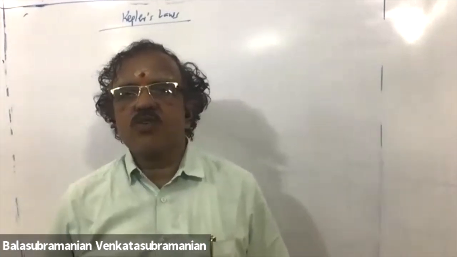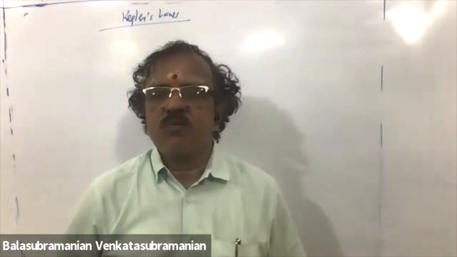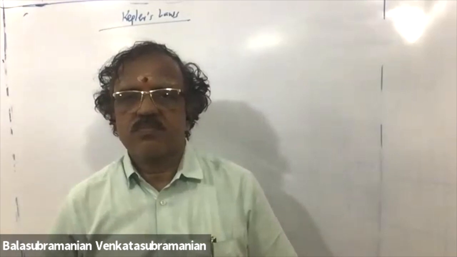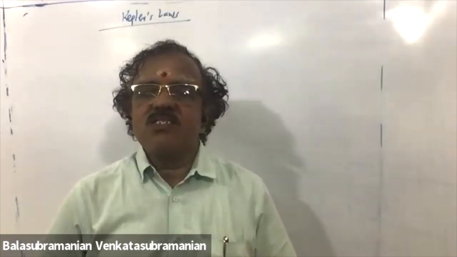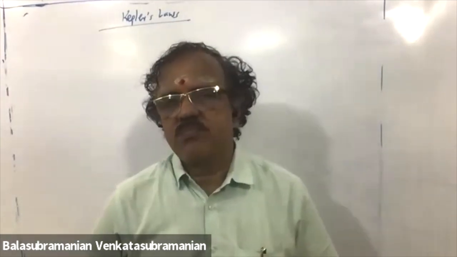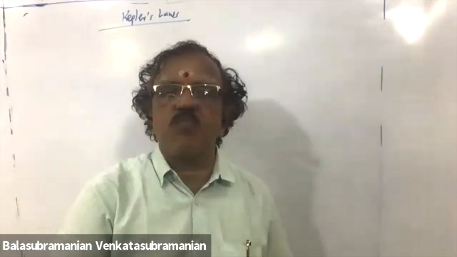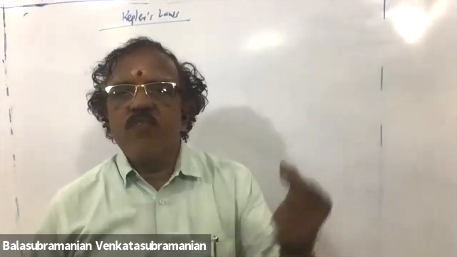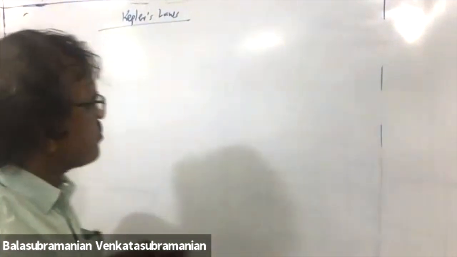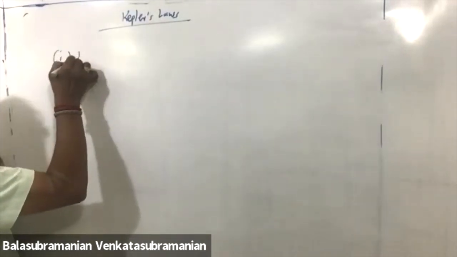Then comes Nicholas Copernicus. He argued that Earth, along with other planets, moves around the sun in a circular orbit. But the distance of the Earth from the sun is not the same throughout. That means the radius is not a constant, so it is not moving in a circular orbit. It is moving in an elliptical orbit. So for an elliptical orbit, what is the equation? That is called Kepler's laws.